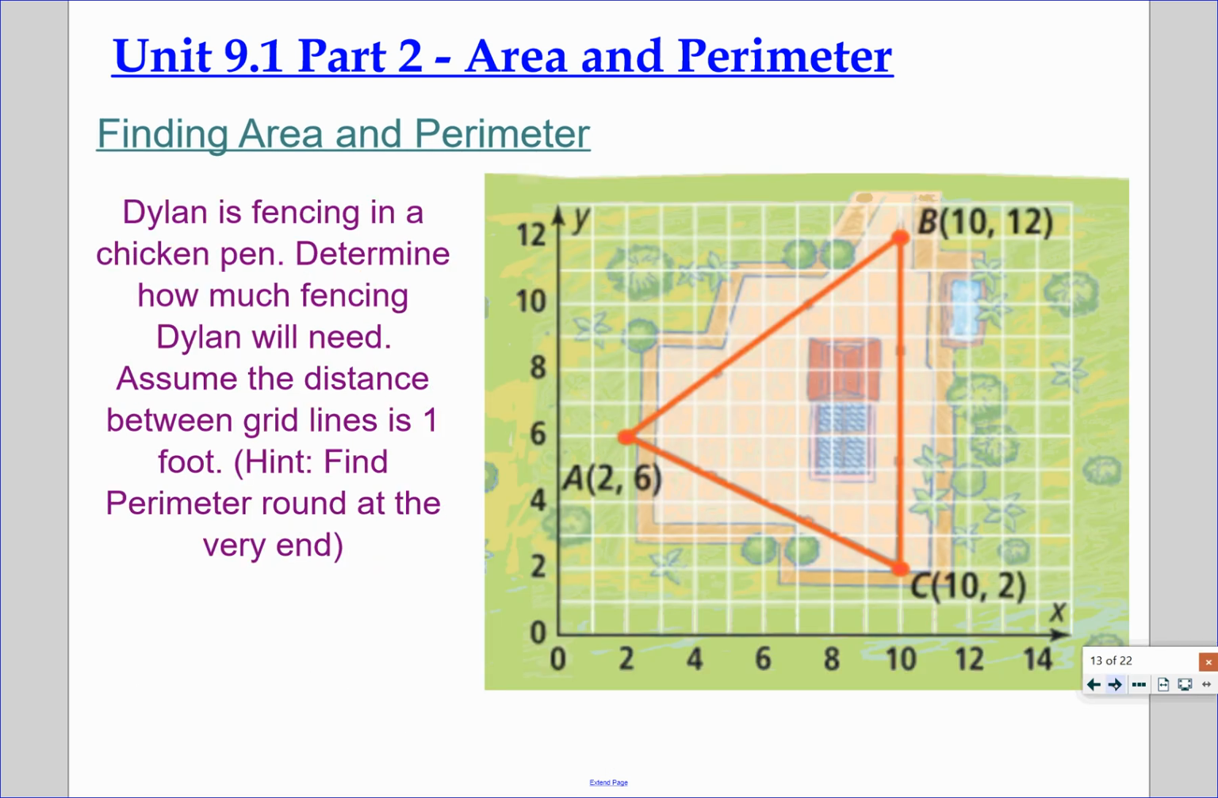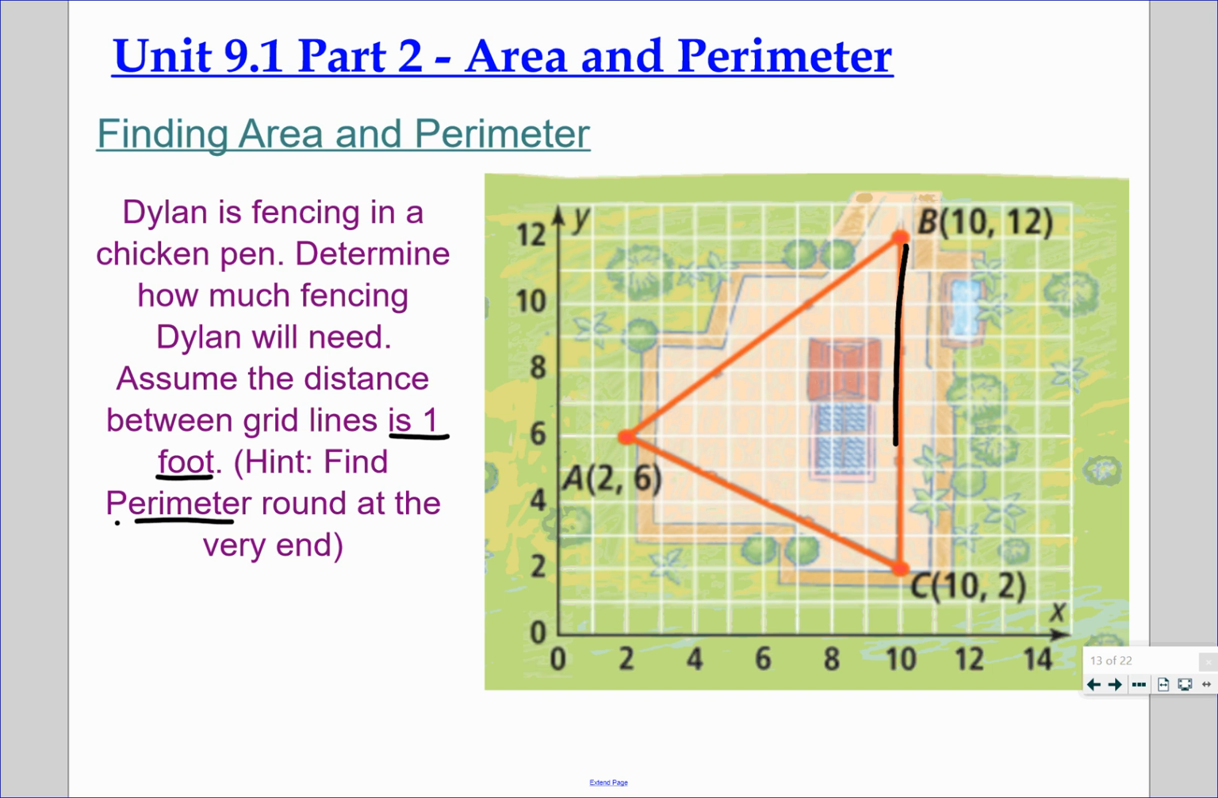Let's move forward. Let's try a triangle now. So Dylan is fencing a chicken pen. Determine how much fencing Dylan will need. And we're assuming that the distance between grid lines is equal to 1 whole foot. So the first thing is we're going to find the perimeter, because that's basically what we need to do if he wants to determine how much fencing he needs.